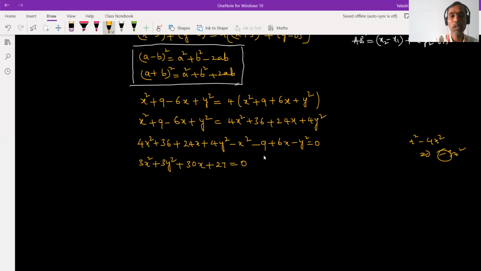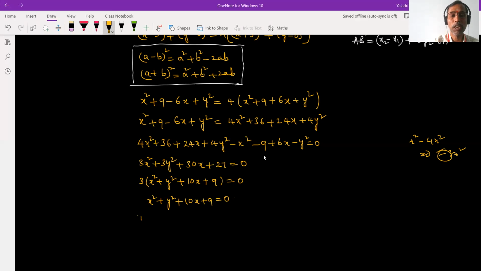Now simplify. After simplification, if any simplest form is there, you should write it. Otherwise, you should write it as it is. That is nothing but the equation of the locus of point P for the given problem. So I take the common factor 3: 3 times (x square plus y square plus 10x plus 9) equals 0. Now, x square plus y square plus 10x plus 9 equals 0.